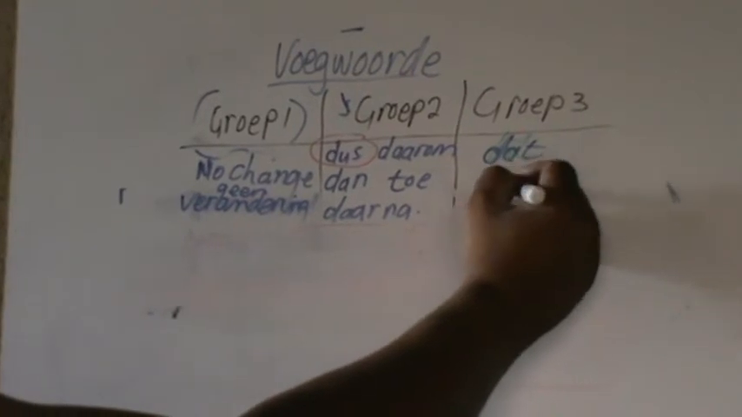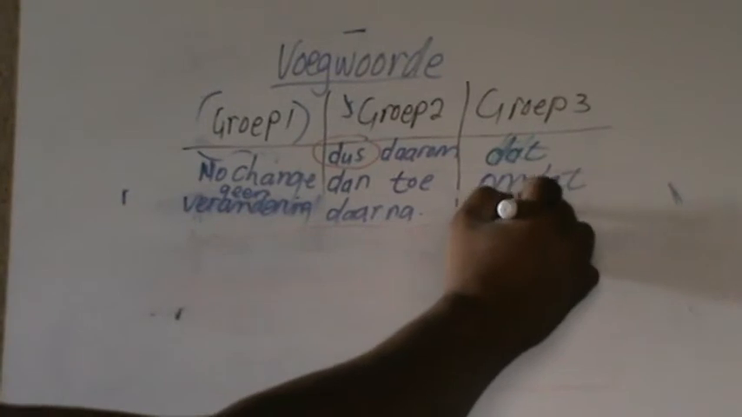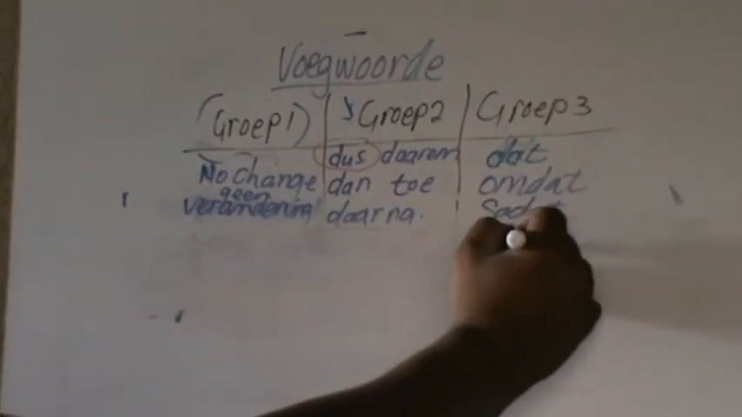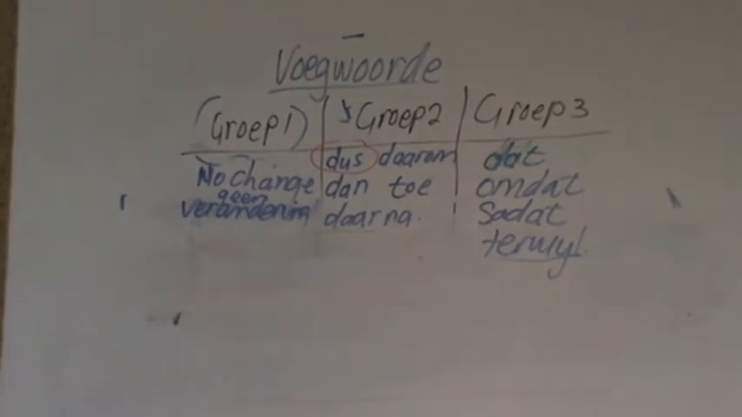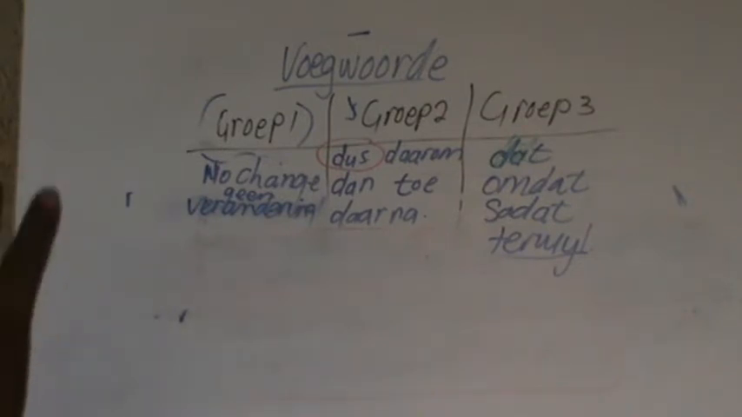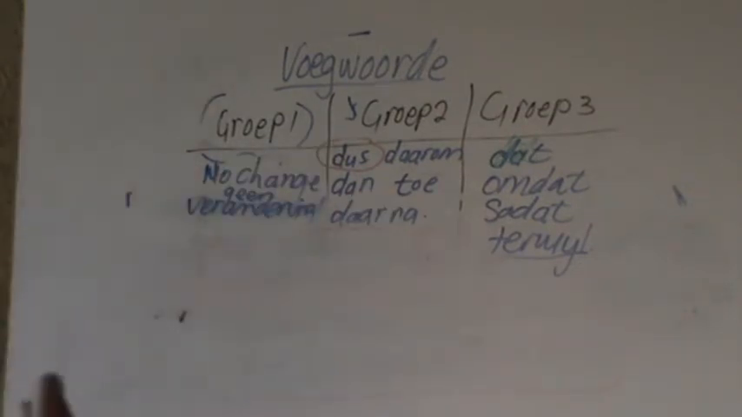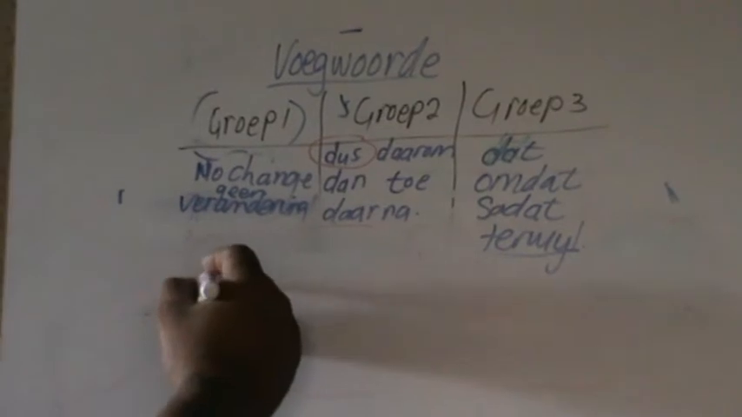Dat, omdat, sodat, terwijl. This one has a huge set, and as you get to grade 12, the set even grows more. All you have to do is look at those ones and practice those ones, because the rule ultimately stays the same. What is the rule here? It says the verb moves to the end of the sentence.